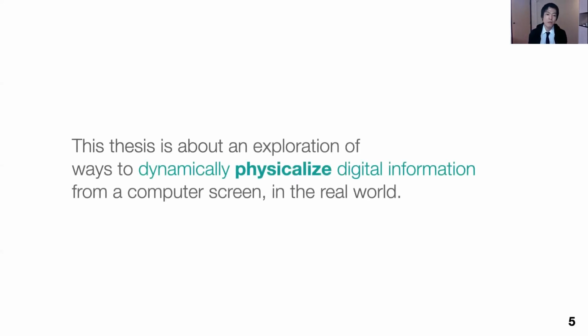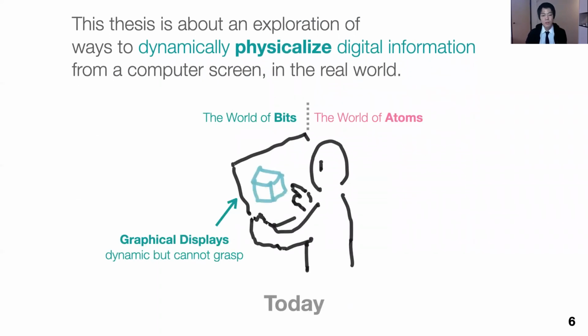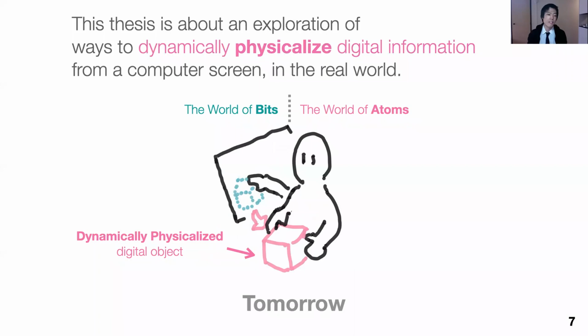So this thesis is about an exploration of the ways to dynamically physicalize the digital information from the computer screen into the real world. So today, the most dominant way to interact with the computer digital world is using graphical display. So the graphical display is dynamic and so powerful, and it can simulate almost anything. But the digital information is trapped onto the 2D flat screen, which we cannot feel, grasp, or manipulate with the hands. So in contrast, this research is trying to explore the ways to dynamically physicalize the digital information out of the computer screen into the real world, so that we can touch, feel, and manipulate through our hands through tangible and embodied interactions.